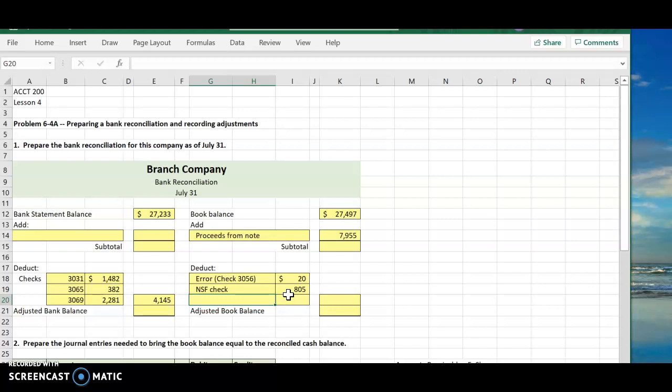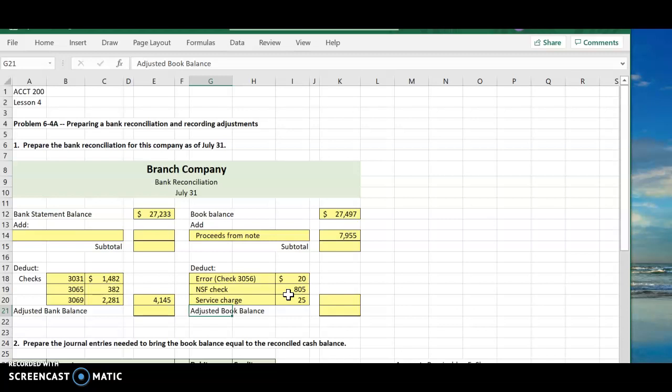Again, we see in item F that the July statement shows that we had a $25 bank service charge, so we haven't recorded that either. We'll call that our service charge for $25. So these are all things that we've been discovering as we've been looking over our bank statement and comparing it to what we have in our general ledger.